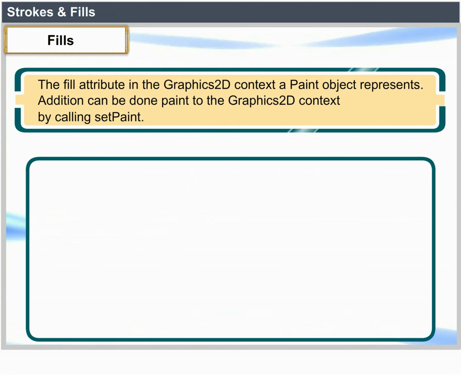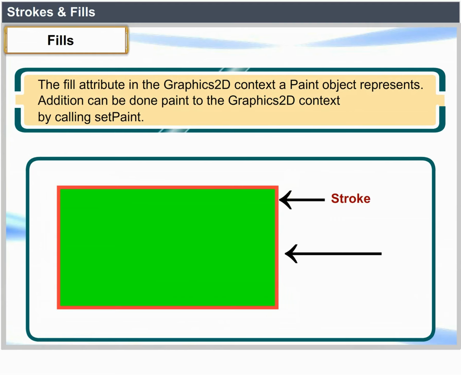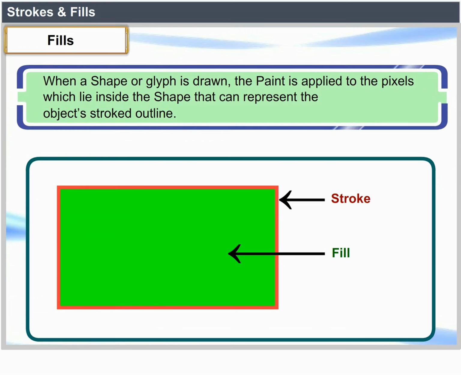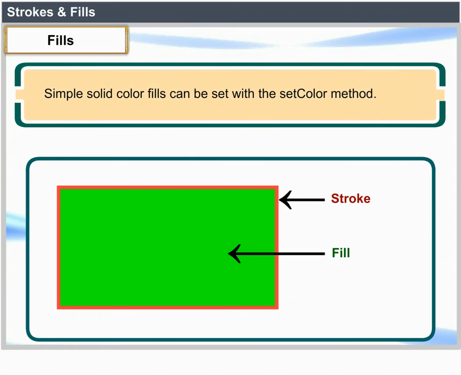Fills. The fill attribute in the Graphics2D context is represented by a Paint object. You can add a Paint to the Graphics2D context by calling setPaint. When a shape or glyph is drawn, the paint is applied to the pixels which lie inside the shape that can represent the object's stroke outline. The paint is applied to the pixels that lie within the shape's contour when a shape is filled. Simple solid color fills can be set with the setColor method.